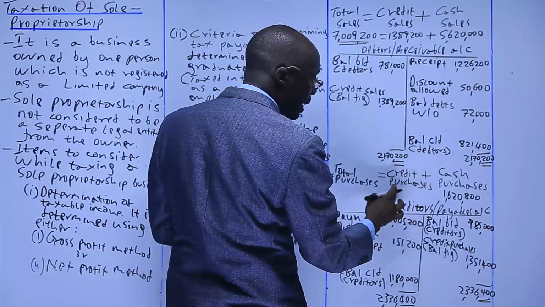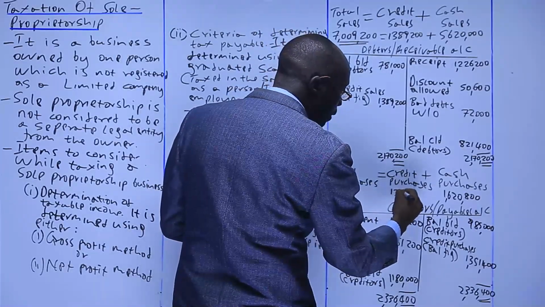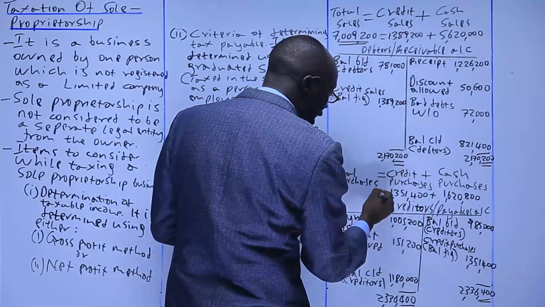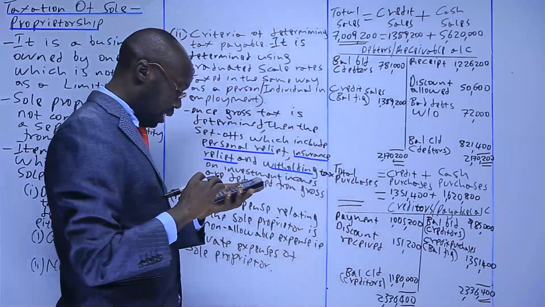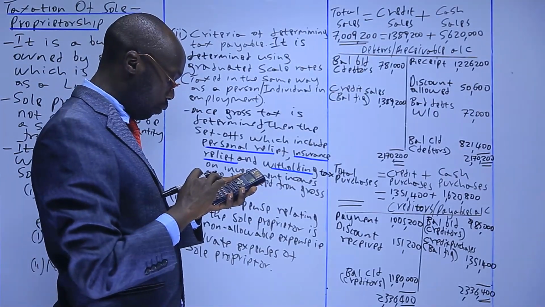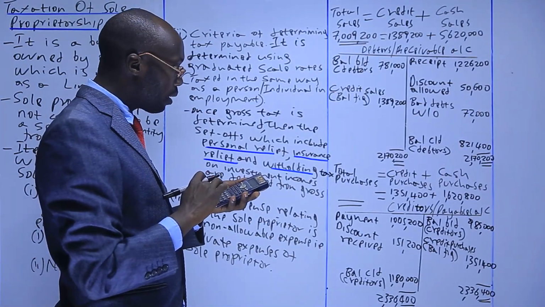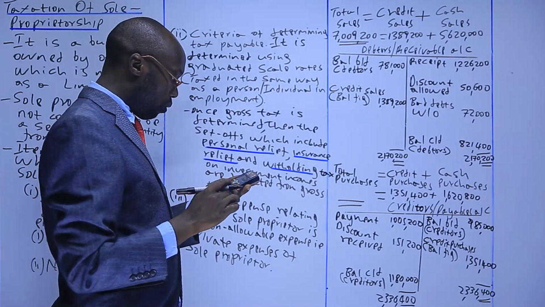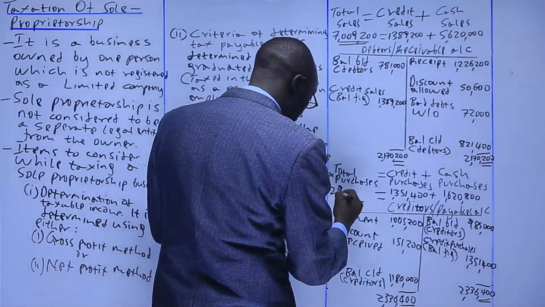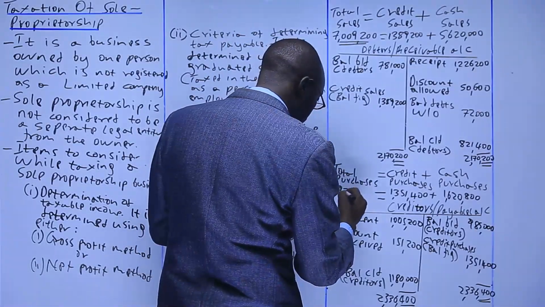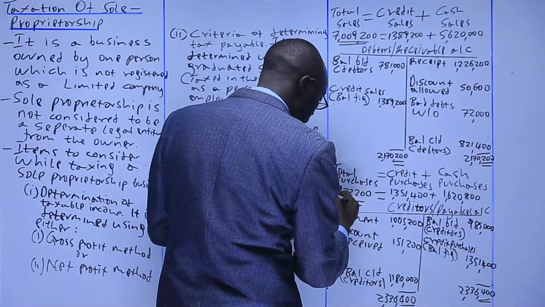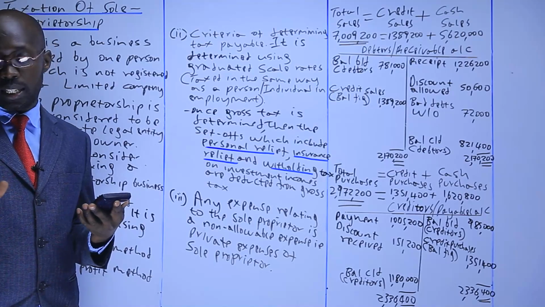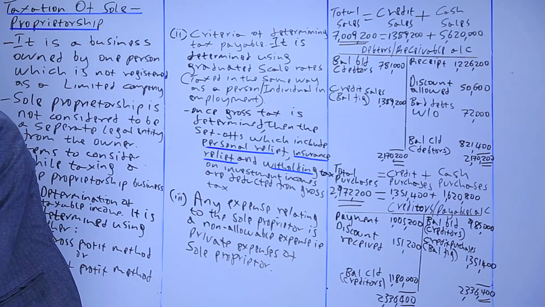Now we can transfer the credit purchase here, 1,351,400. Add the cash purchase. So we add cash purchase of 1,620,800, which give us 2,972,200. There. Now we have our total purchases and our total sales. From there, we can prepare the statement.